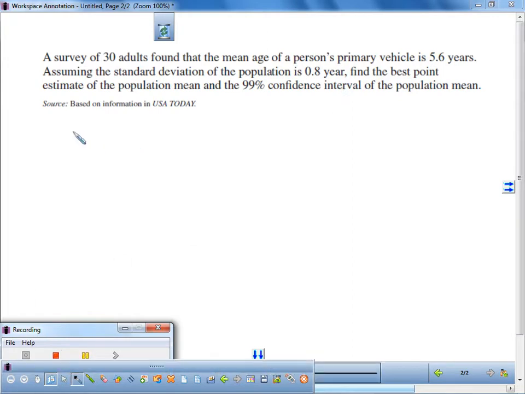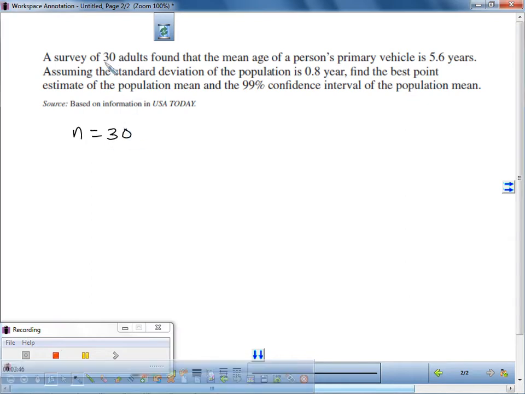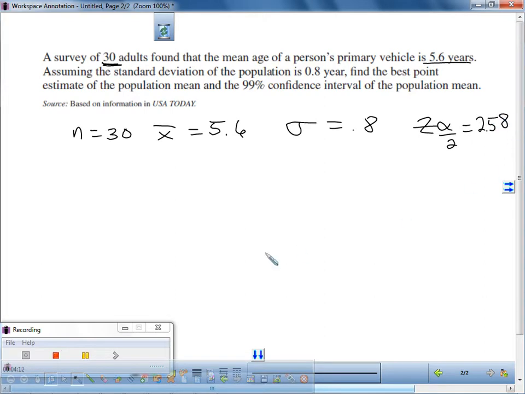So let's look at what we do know. We know n is 30, because that's how many adults were surveyed. We have a mean of 5.6 for the sample of those 30 people for the age of the car, and we have a standard deviation of 0.8. For the 99% confidence interval, Z alpha sub 2 is going to be equal to 2.58. We're going to end up using the same formula we used before, because again we have the mean and our sample size is 30.